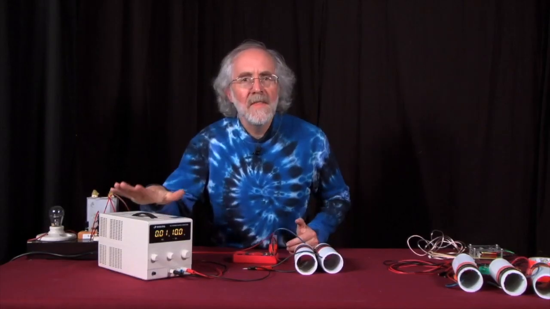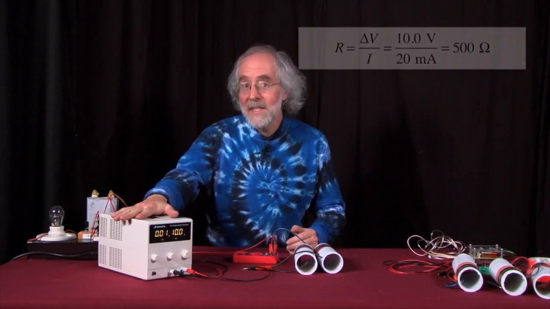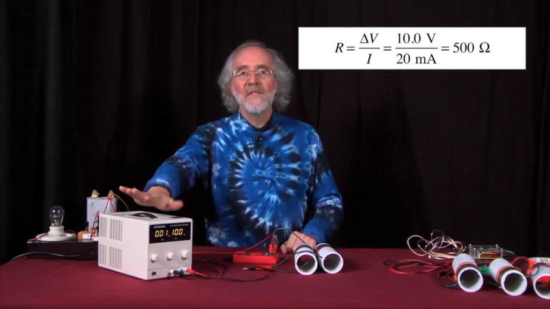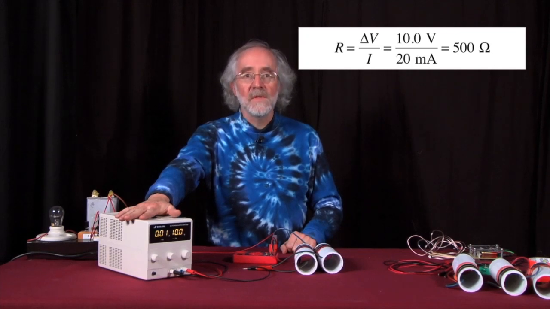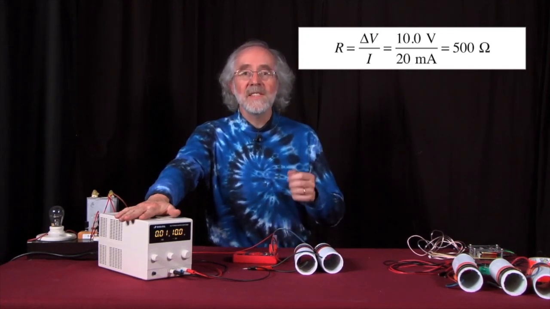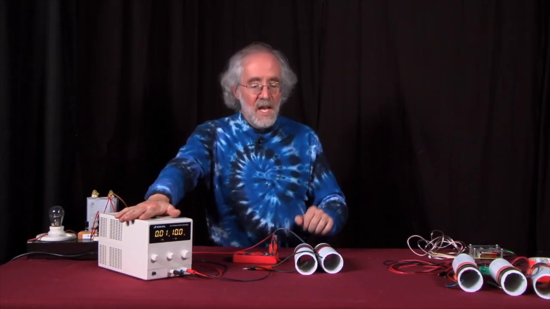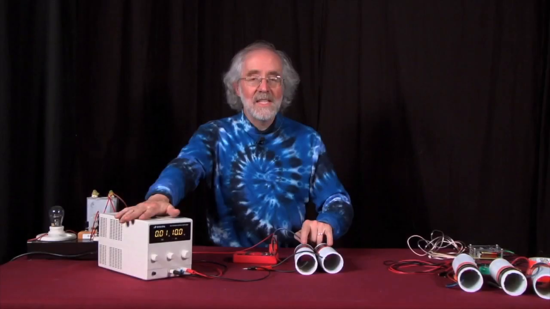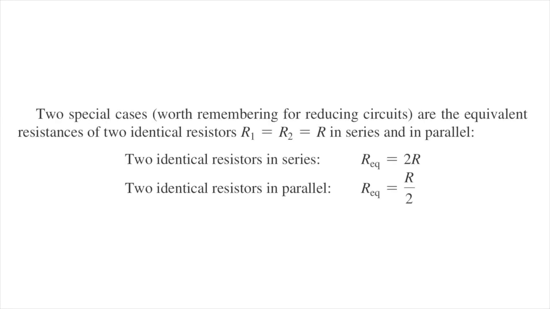Well, the power supply thinks it's driving a single resistance that draws a current of 20 milliamps for a voltage of 10 volts. And so that implies a resistance of 500 ohms. And so the resistance of these two resistors connected in parallel is less than the individual resistances. And that's always the case. And in this case, it's just half. That's one of the special cases for parallel combinations that we'll see in the chapter.